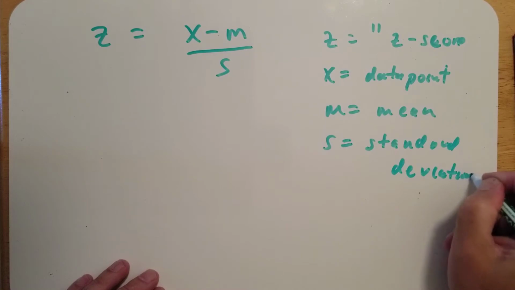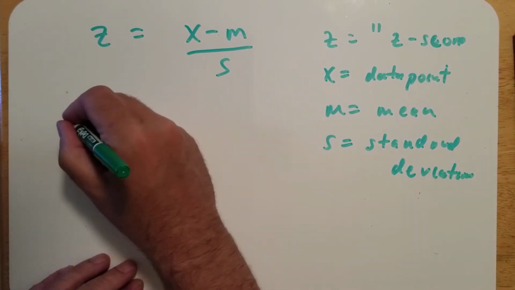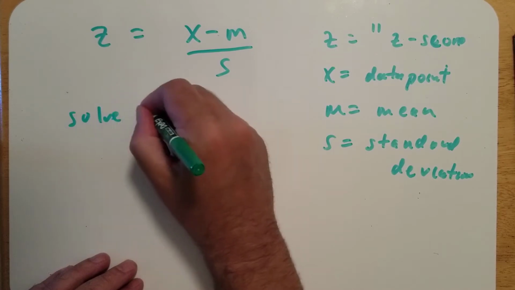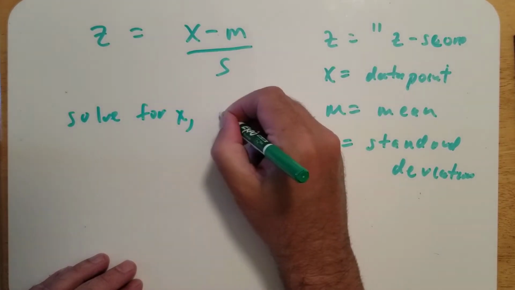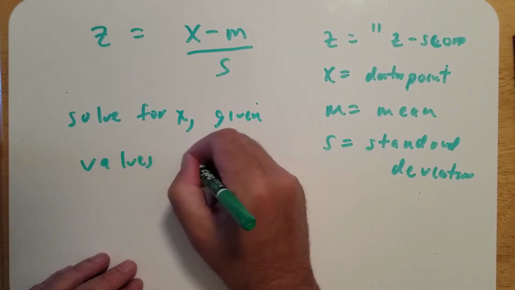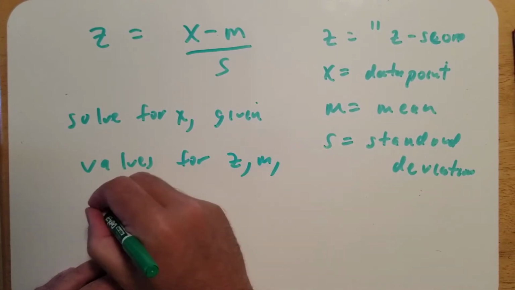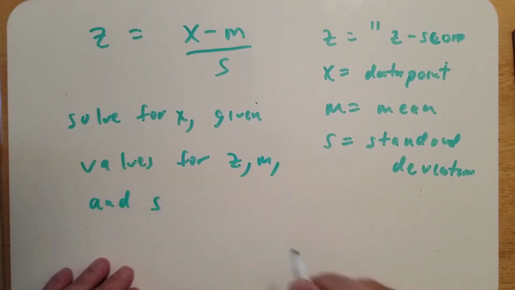What I want to do right now is, if I give you values for z, m, and s, we want to be able to solve for x given values for z, m, and s. So here's an example.